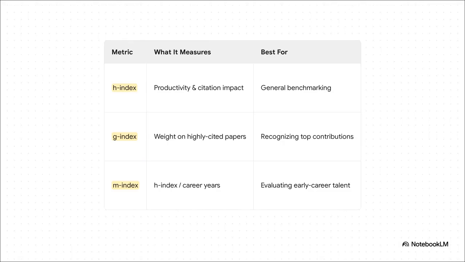And what's really cool is that the H-index is just the beginning. There are other tools in the kit too. You've got the G-index, which gives even more weight to those home run papers. It's all about recognizing the biggest, most influential work. And then there's the M-index, which is brilliant. It fixes that problem we mentioned earlier by dividing the H-index by the number of years someone's been researching. It's a much, much fairer way to look at up-and-coming talent.